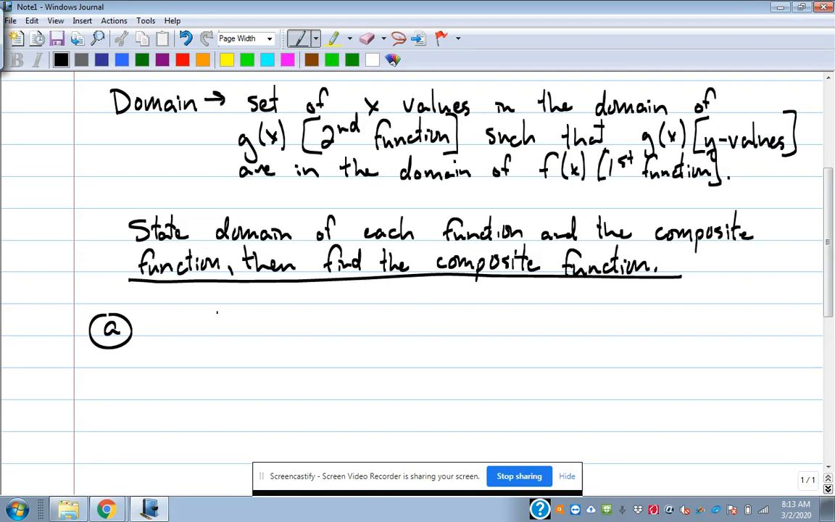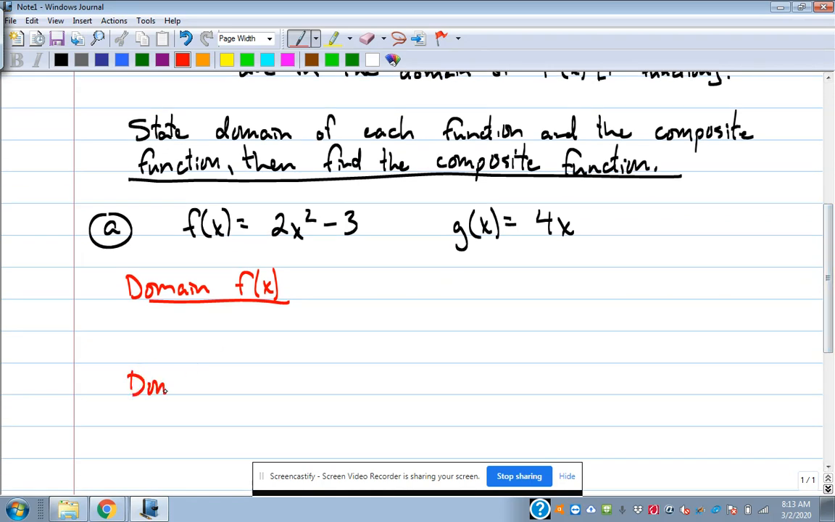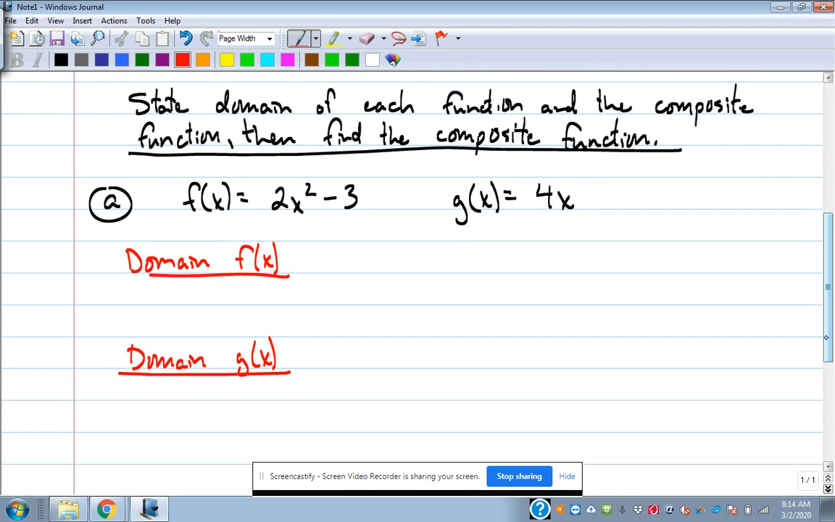So we've got two functions here. F of X is equal to 2x squared minus 3 and g of x is equal to something pretty easy, 4x. So let's take the domain of f of x, and then the domain of g of x, and then we'll kind of do the last two parts together a little bit here.